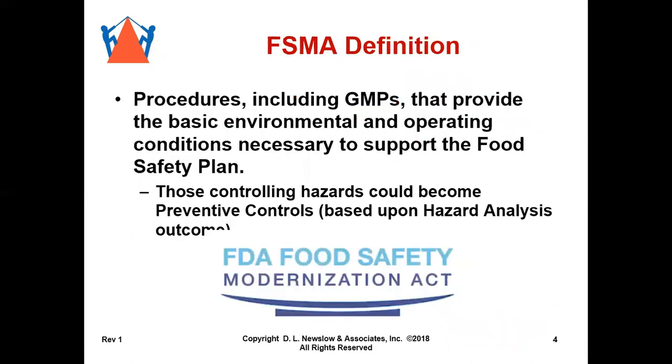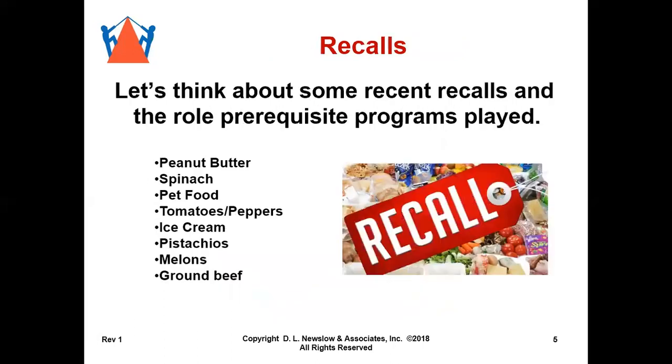The FSMA definition of prerequisite programs defines it as procedures including GMPs that provide the basic environmental and operating conditions necessary to support the food safety plan. Those controlling hazards could become preventive controls based upon the results of your hazard analysis, or they could just basically be what we call a PRP, which supports the overall program.